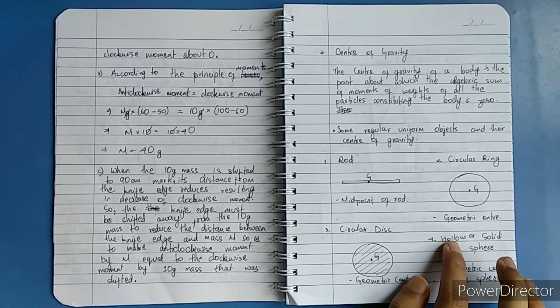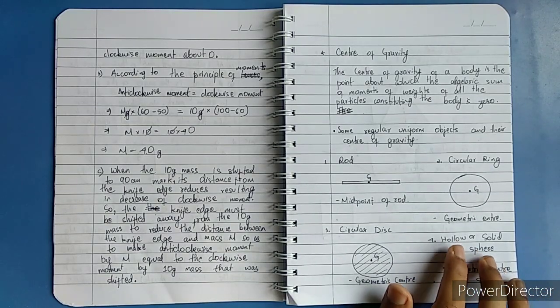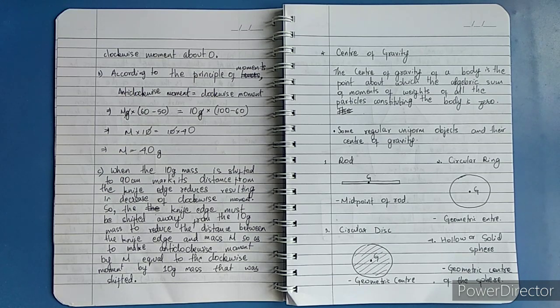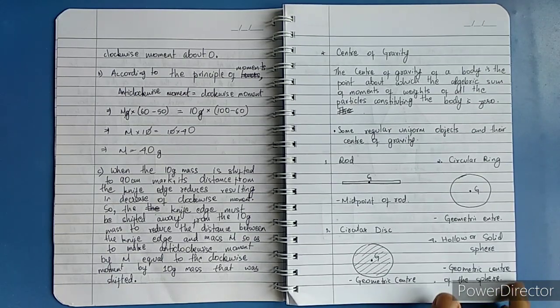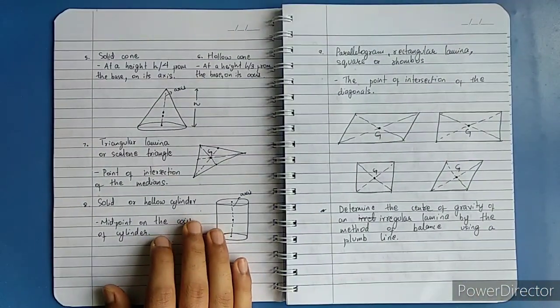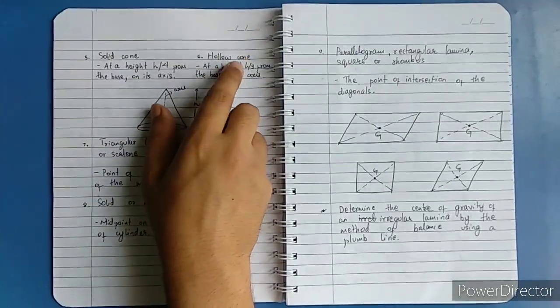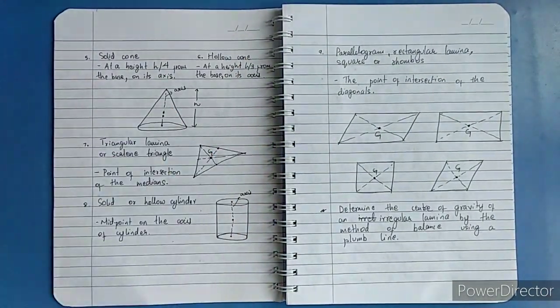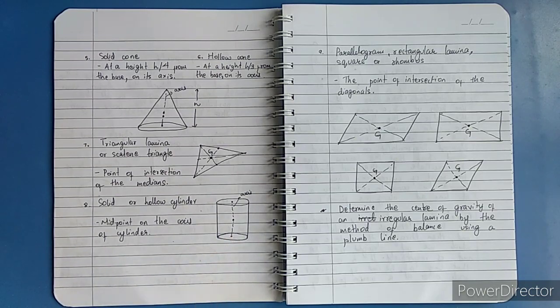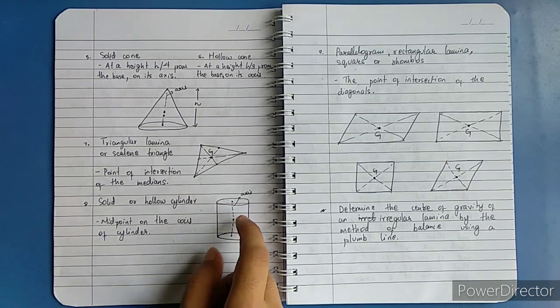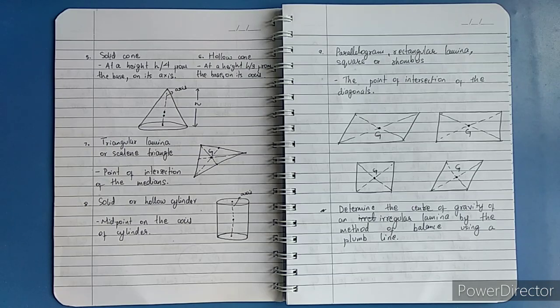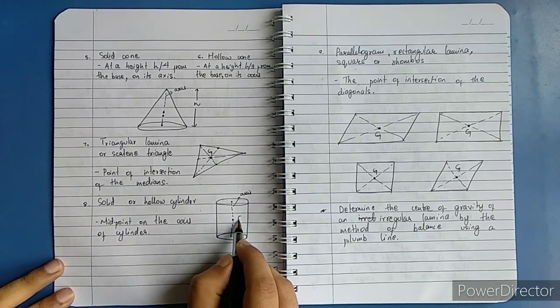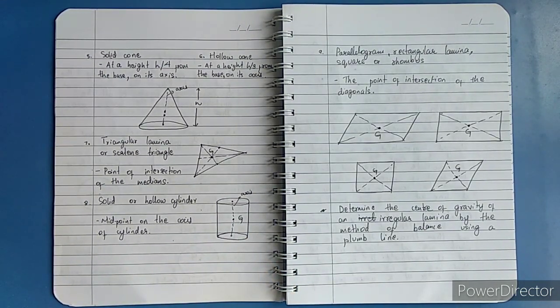You can take the example of a hollow sphere, not the solid sphere. A hollow sphere is empty from the inside. So at the center of that sphere will lie the center of gravity, but the center is not within the material. Hollow cone, not solid cone, is also empty on the inside. For a hollow cone as well, it will not lie within the material. Then you can take the example of a hollow cylinder as well, which is empty on the inside, just like a pipe. So the center of gravity will not lie within the material of the body.